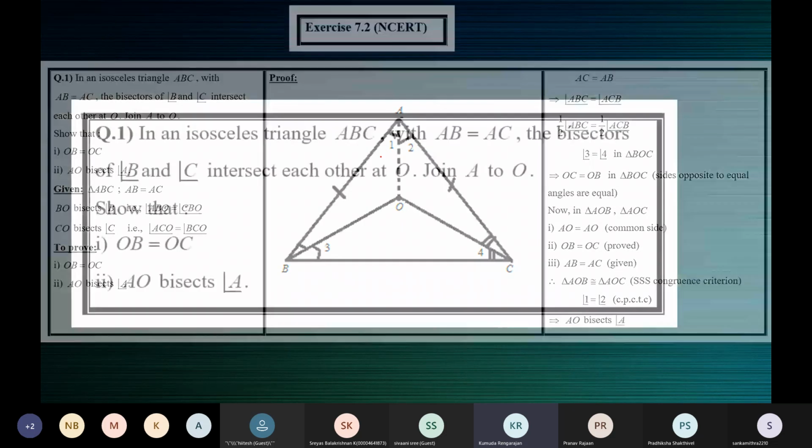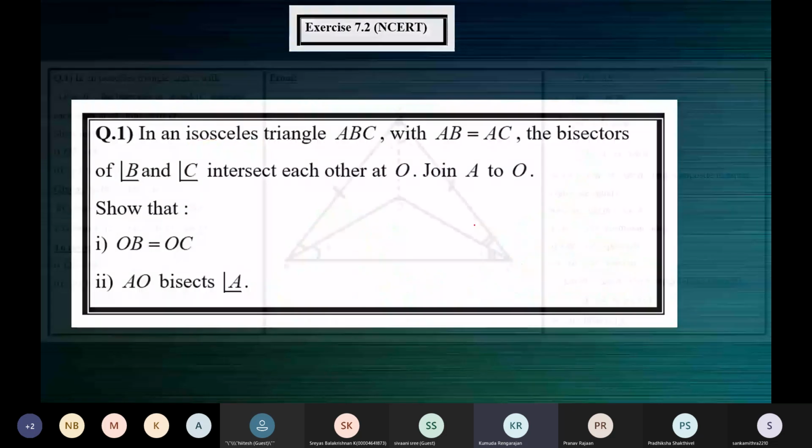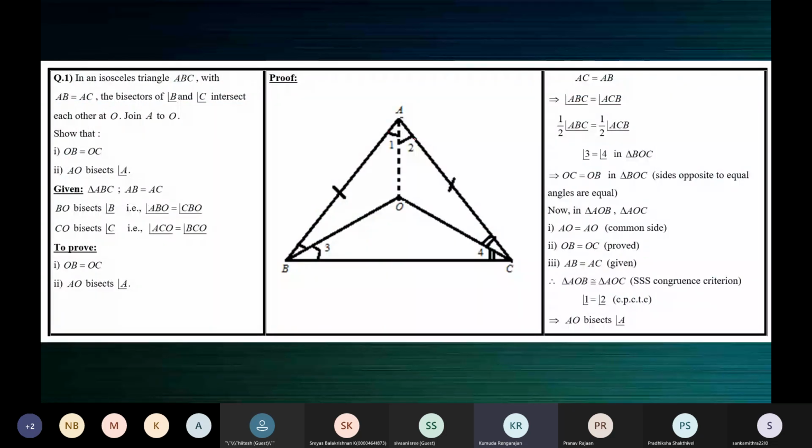I've marked 1 and 2 somewhere else here. Ignore that. So this is angle 1 and angle 2. If you prove that angle 1 is equal to angle 2, that means AO bisects angle A. Go through the proof. For that, you will have to show that these two triangles are congruent to each other. By CPCTC, you will get angle 1 is equal to angle 2. If 1 and 2 are equal angles, that means AO is the bisector of angle A.